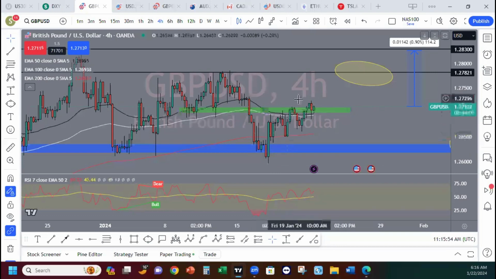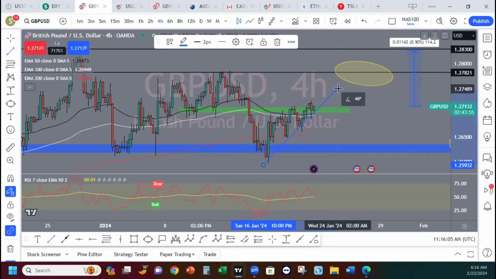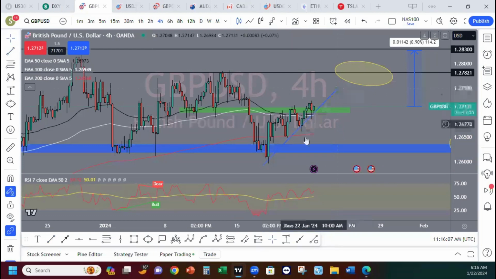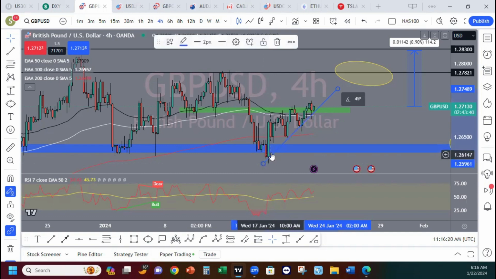We can see price has been going up. If we do this, this is a minor. There's a minor. All right, so if we put that here, we'll see price been respected here, here, here, and this is a diagonal support here we create. So this is this area here.